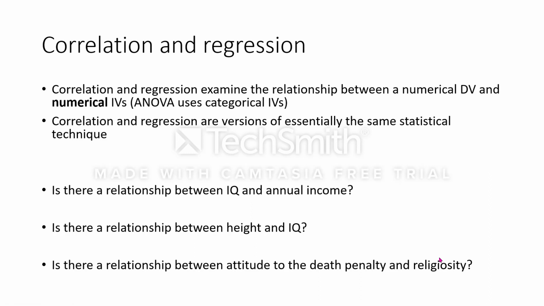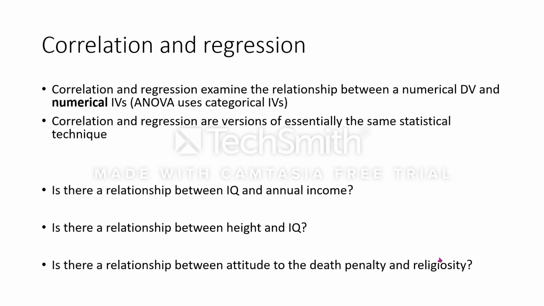So, correlation and regression are used to examine relationships between numerical dependent variables and numerical independent variables. And this is different from what we've learnt about analysis of variance, because analysis of variance uses categorical independent variables. For example, in an ANOVA, we might be interested in looking at the relationship between different heights of people, and we might have an independent variable that's called height. We might have one group of people who are in the short condition and another group of people in the tall condition.